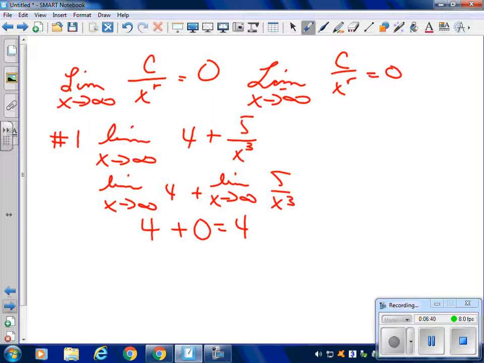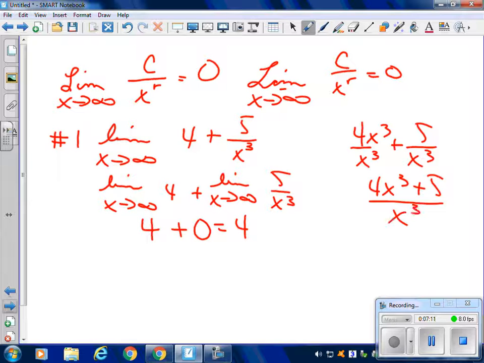Let's go back and think about what we learned in previous courses. To do this problem in previous courses, I'd have to get a common denominator and make it all one big fraction. So I'd have to put x cubed over x cubed. Does that make sense? This is not what you're going to do all the time. I just want to show you this. It's a way to check your answer to make sure you did the calculus right. So if I put x cubed over x cubed plus 5 over x cubed, I get 4x to the third plus 5 over x cubed.